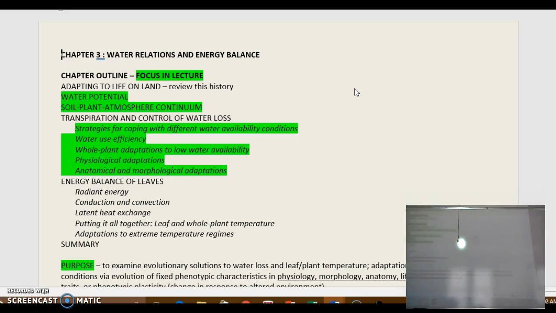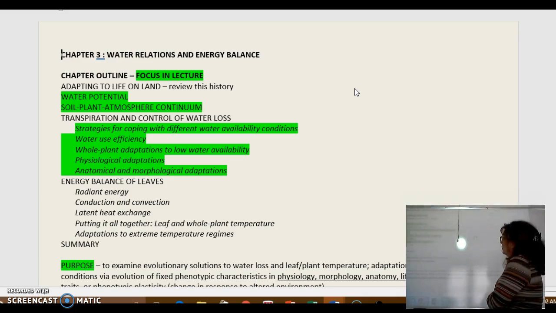So we're going to be looking at adapting to life on land, focusing on water potential, soil plant to atmosphere continuum. We barely scratched the surface of this when we studied xylem conductance in botany. So we're going to take a little bit more of a context look at soil plant atmosphere. Under transpiration and control of water loss, this is, as you can imagine, going to be extremely important to the adaptability of organisms to their changing water environment, the resources that they need. So we're going to take some time looking at that.